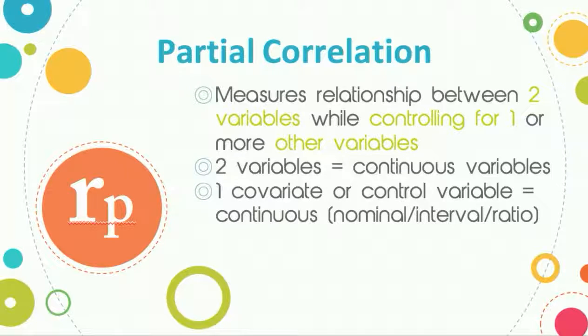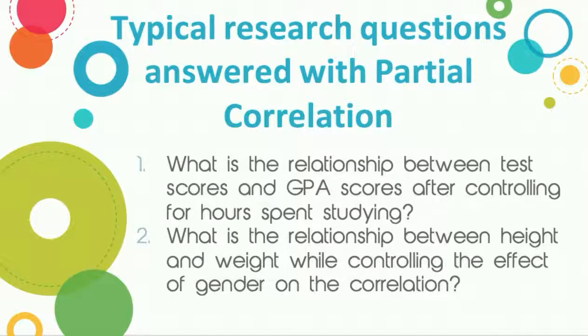And your covariate can be a nominal, interval, or ratio scale measure of data if you check out a little bit more on how Andy Field does his analysis of these kinds of situations. So let's talk about some times when you could use a partial correlation. You might want to know the relationship between test scores and GPA scores after controlling for the hours spent studying. This would be a great example for someone studying in agricultural education.